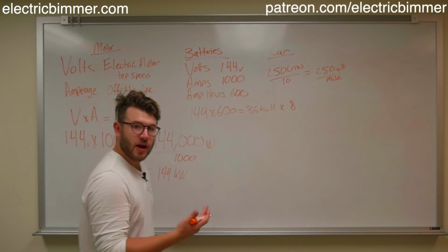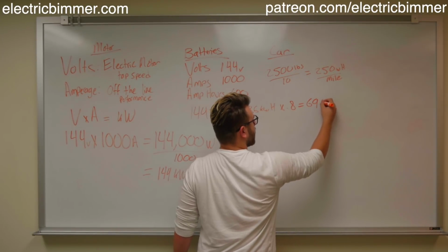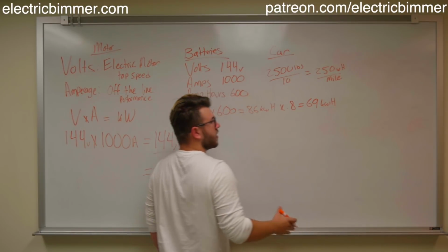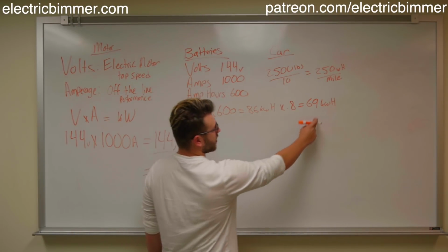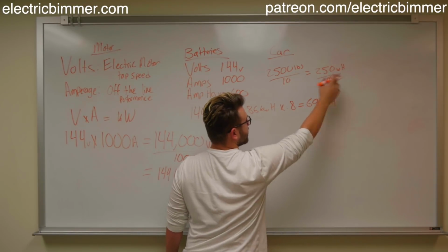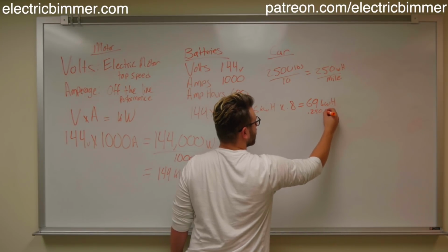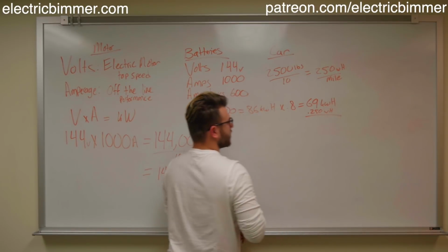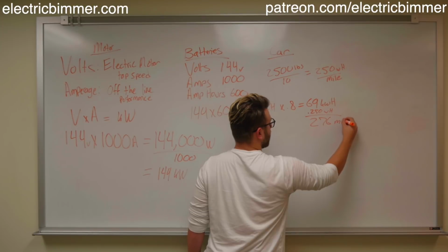So now we're at about 69 kilowatt hours, sorry. And we'll do that last division again, but remember, kilowatts is not the same as watts. We're going to have to divide that by 1,000. So we're going to divide 69 by 0.250 watt hours. And that is going to give us about 276 miles.